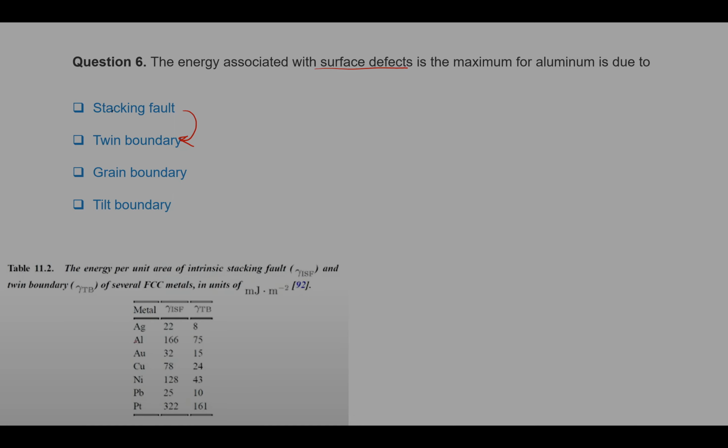Here I am showing a table, where they have mentioned the energy per unit area of intrinsic stacking fault and twin boundary for several FCC metals. In that, you can see the stacking fault value given for aluminum and platinum is very high, and based on that only we can correlate the answer, and the answer will be option number 1, stacking fault.